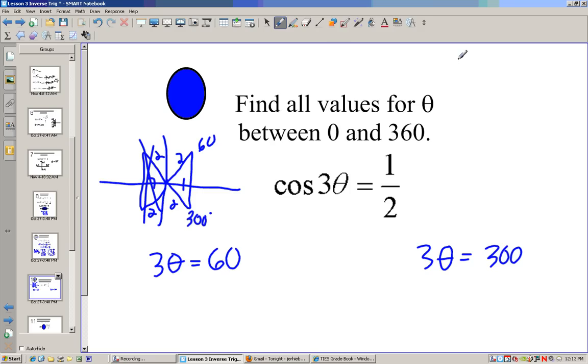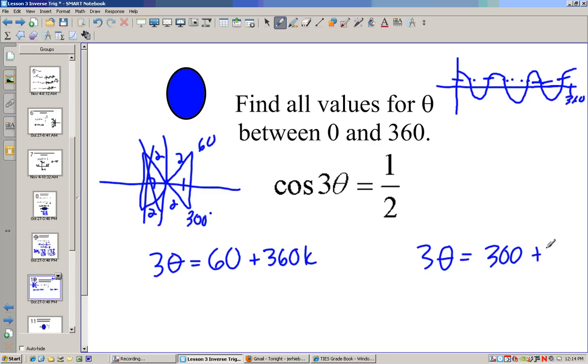Now, we know that cosine of 3 theta means we can do 3 functions, or 3 cycles, by the time we get to 360. So the cosine of 3 theta equals 1/2 crosses here, meaning there's going to be 1, 2, 3, 4, 5, 6 different answers. Since there's so many answers, this will only give us 2 answers. What we have to do is look for more answers by adding 360k on the end of this.